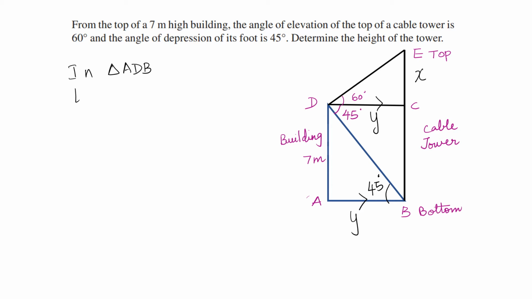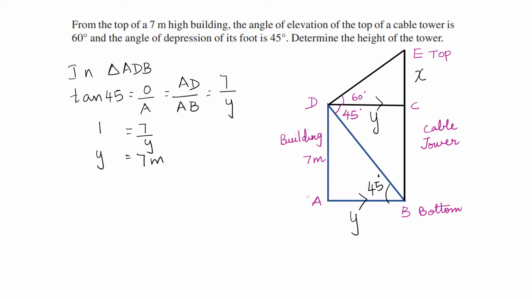what is tan 45? Tan 45 equals opposite by adjacent, AD by AB, that is equal to 7 by Y. What is tan 45? 1. So 1 equals 7 by Y. Then what will be Y? Cross multiply, Y equals 7 meters. So I can take this Y as 7 meters here.